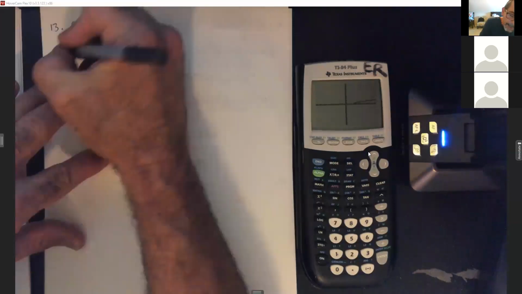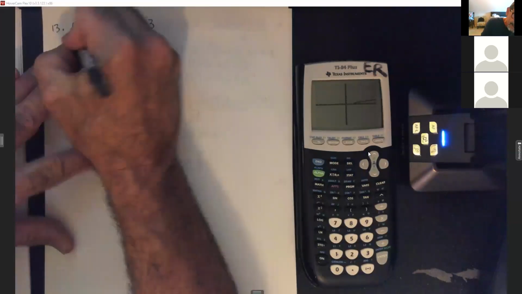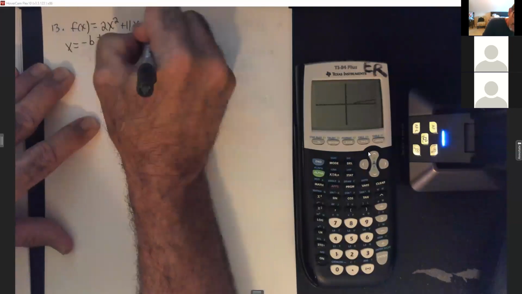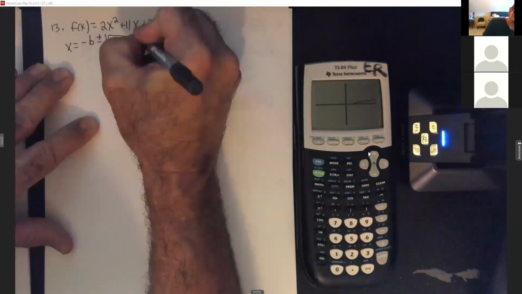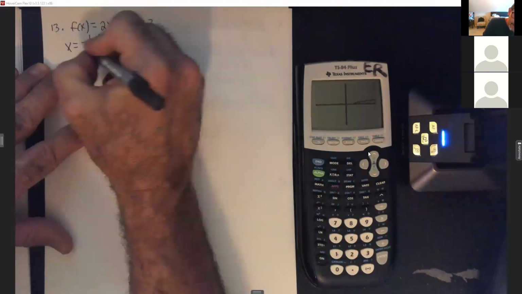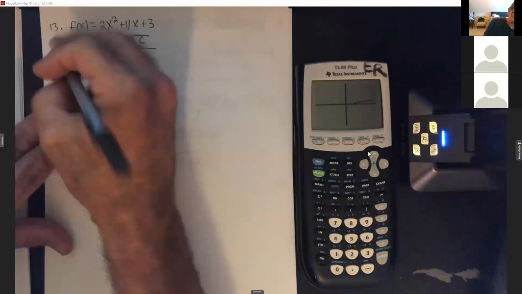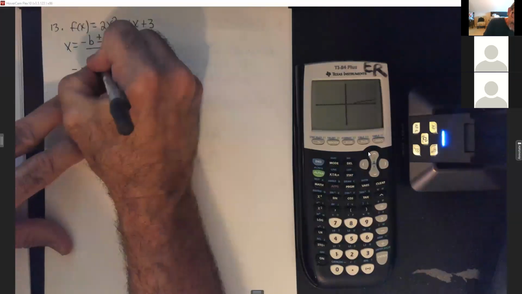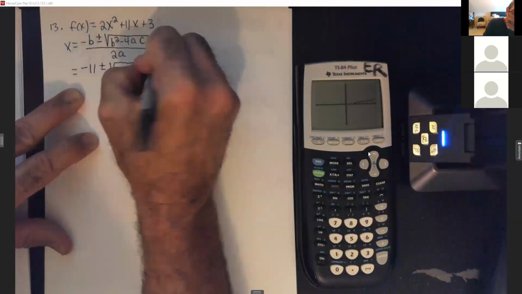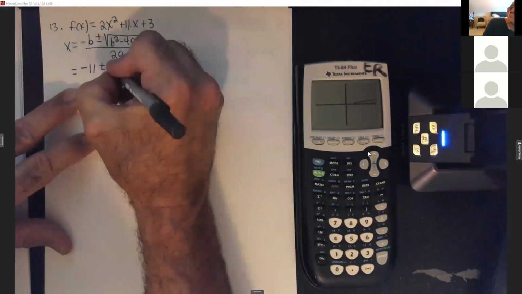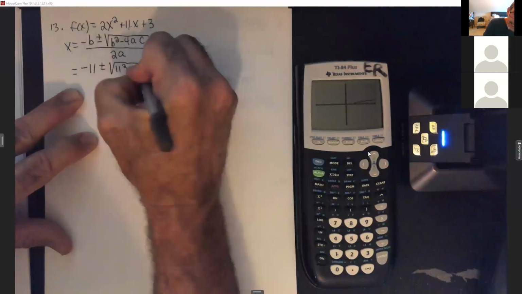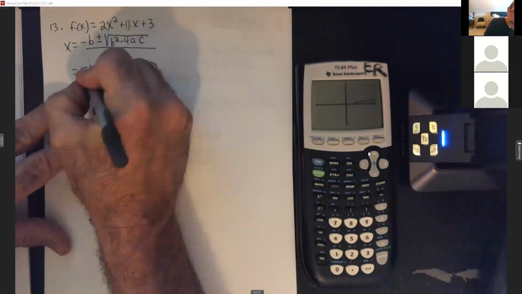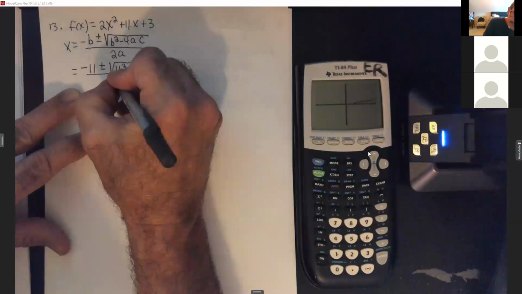I'm going to use the quad, but I'm going to do it by hand. So quad is negative b plus or minus the square root of b squared minus 4 times a times c all over 2 times a. All right, so put your negative. B was 11, put that in, plus or minus 11 squared minus 4 times a, which is 2, and c, which is 3. All that's over 2 times a, which is 2.